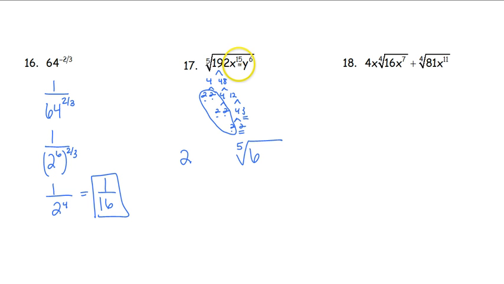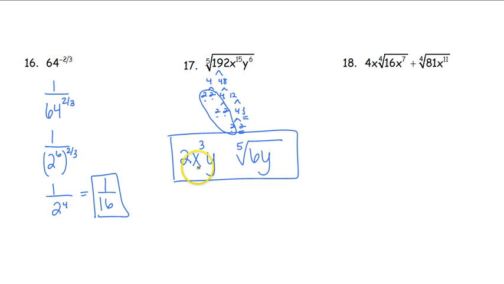We have 15 x's. We need groups of 5. I have exactly 3 groups of 5. So there's nothing left over. We've got y to the 6th. I can bring one group of 5 out to the outside. When I take those 5 away, that means I've got 1y left over. So our answer is 2x to the 3rd y times the 5th root of 6y. I'm going to move that over. There we go. So it looks more like one piece.